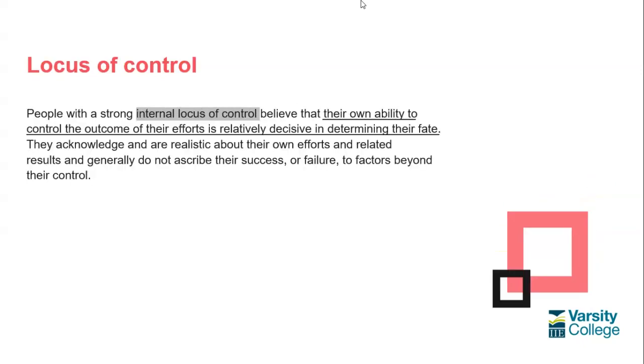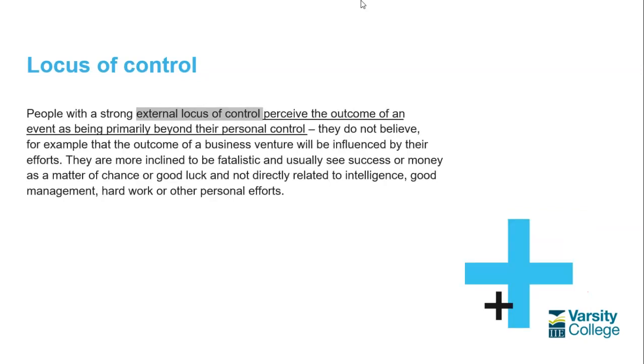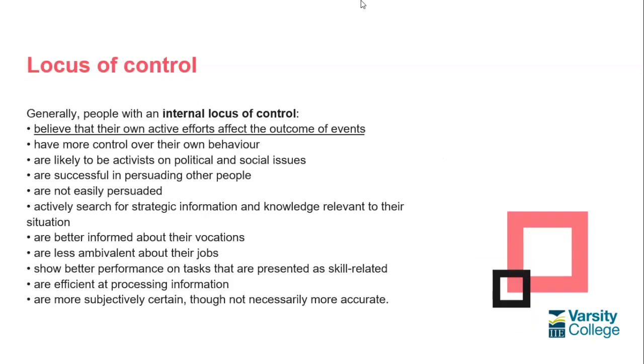External means that you look at the outside environment. So people with a strong internal locus of control, they believe that their own ability to control the outcome of their efforts is relatively decisive in determining their fate. And then people with a strong external locus of control, they perceive the outcome of an event as being primarily beyond their personal control. People that like to blame others, I would say they have an external locus of control.